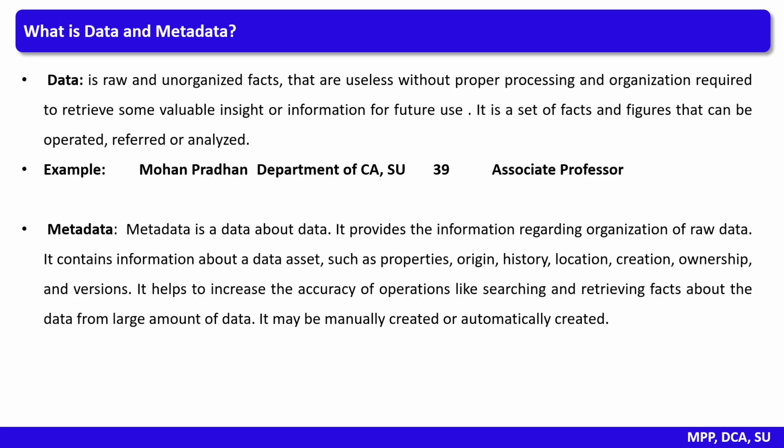Now let us try and understand what metadata is with the help of an example. Here the best example would be name, department, age, and designation, which is metadata because name, department, age, and designation are capable of explaining the characteristics of data. So this is the basic distinction between data and metadata.